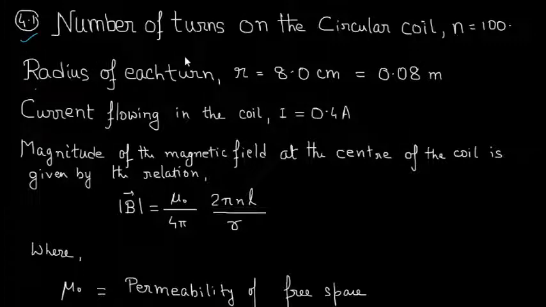Number of turns on a circular coil n is equal to 100, which is given in the question. Radius of each turn r is equal to 8 centimeter, which is equal to 0.08 meter. Current flowing in the coil I is equal to 0.4 ampere. Magnitude of the magnetic field at the center of the coil is given by the relation. We have to remember this formula.